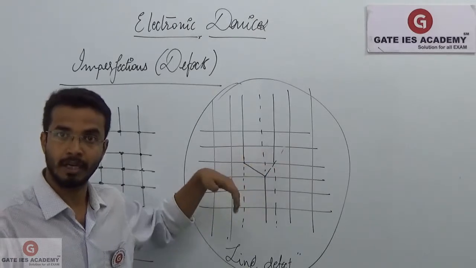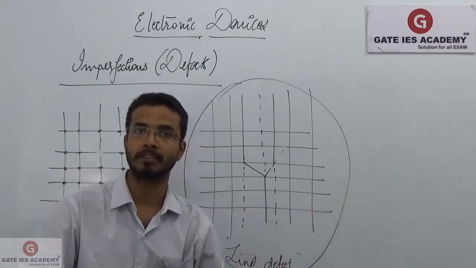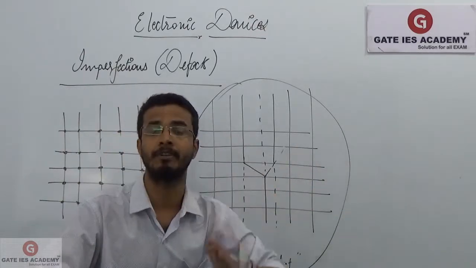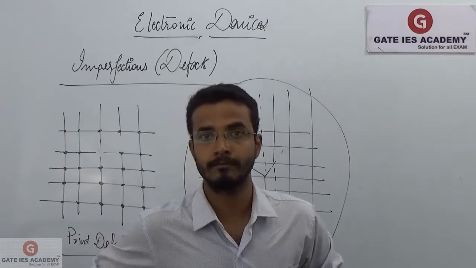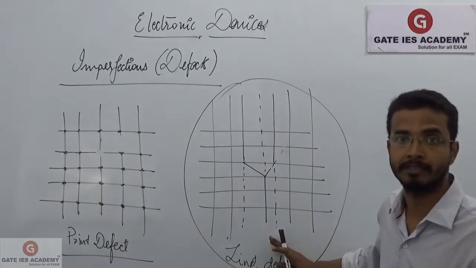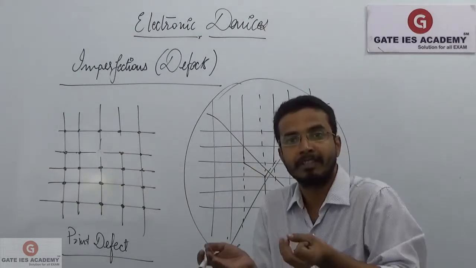Whenever a line defect is present, you have to take care of it. Most of the time, the size of the device is small. That is why you are not accepting this type of defect either, because it can change the electrical behavior of that particular device. So these types are also not accepted if the device size is very small.